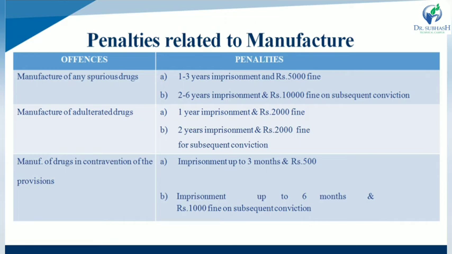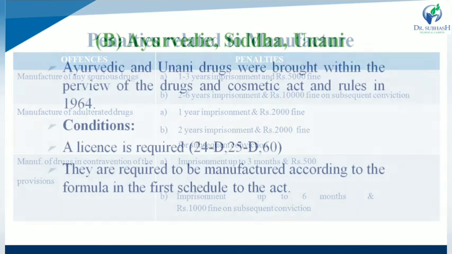Third one, manufacturing of drug in contravention of the provision. If a drug breaks any type of rules or regulation during manufacturing, what are the penalties? Imprisonment up to 3 months and Rs 500 fine. And if you repeat the same mistake, imprisonment up to 6 months and Rs 1000 fine on subsequent conviction. That is all about offences and penalties related to manufacturing.